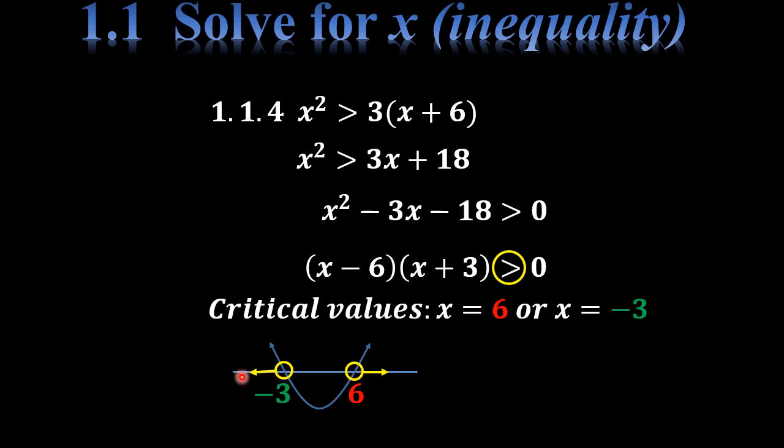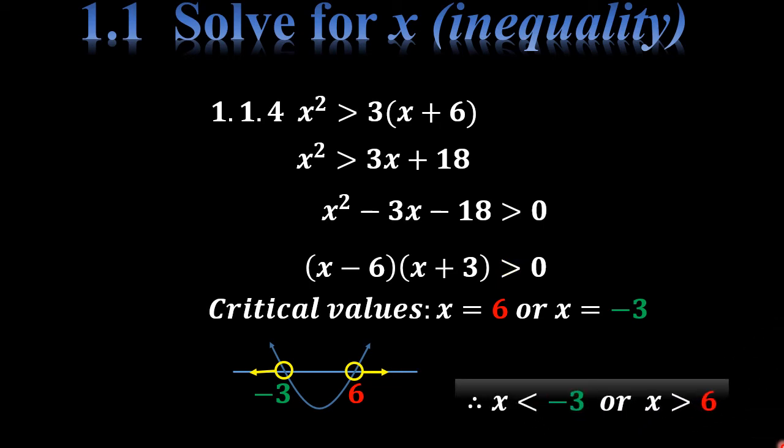So anything less than minus 3 and anything greater than 6. Therefore, it means x is less than minus 3 or x is greater than 6. Why is it or? Because our solution is on the side where you have the arrows, okay? It's on the open side of your parabola, okay?